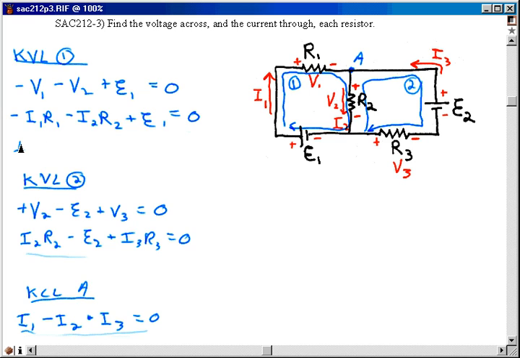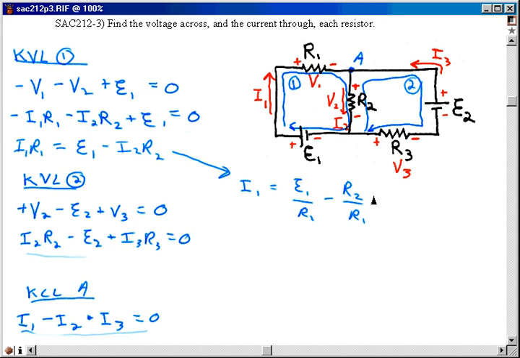I'll get started by adding I1 R1 to both sides, and rewrite the left. I'm switching sides at the same time, so I've got E1 minus I2 R2 left. This yields for I1, if I divide both sides by R1, I1 is equal to E1 over R1 minus, dividing by R1 in this term, R2 over R1 times I2.